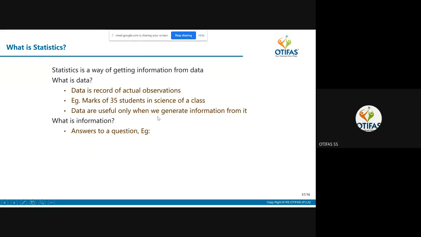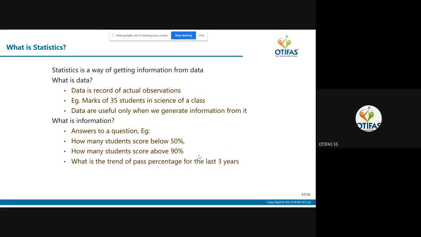Just for example, 35 students. One question I can ask is, how many students score below 50%? I can ask this, isn't it? Now, I'll ask how many students score above 90%. Now, I can ask what is the trend of the pass percentage for the last 3 years. All are very easy. Now, I ask what percentage of students are expected to pass in the upcoming exam based on the 3 years trend.